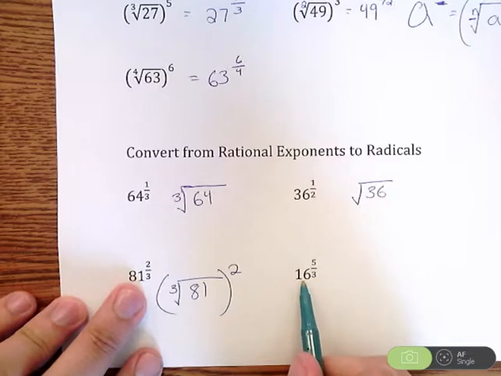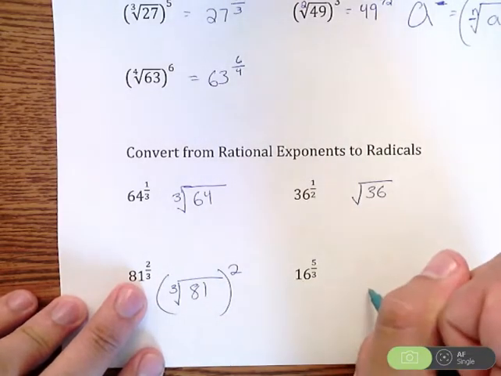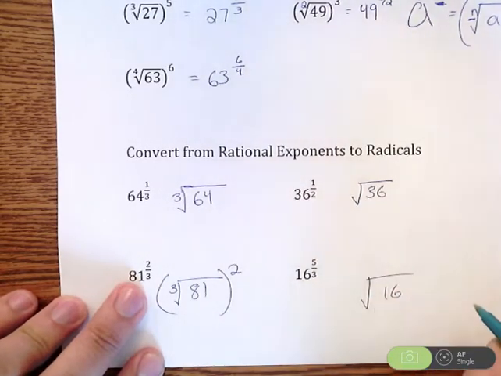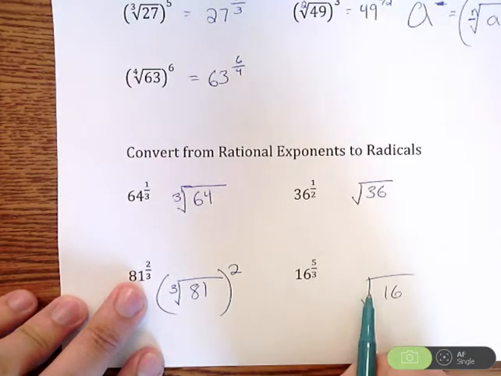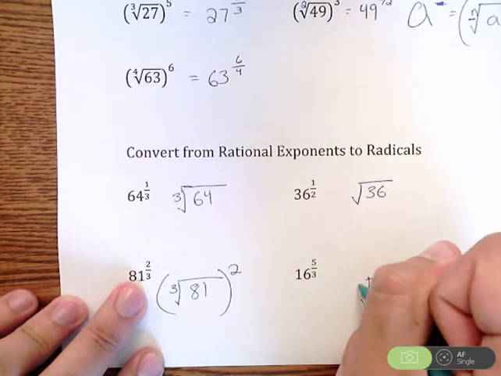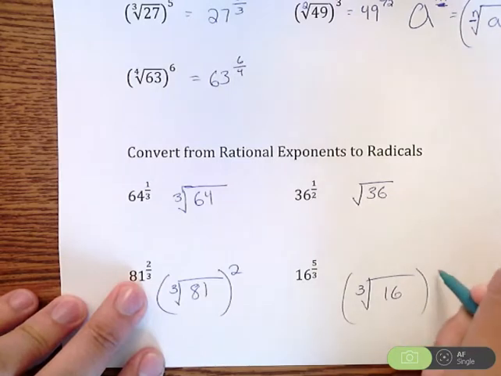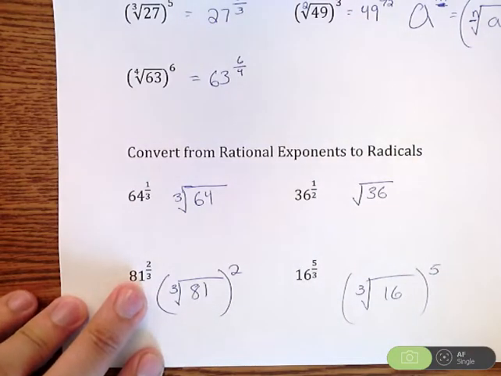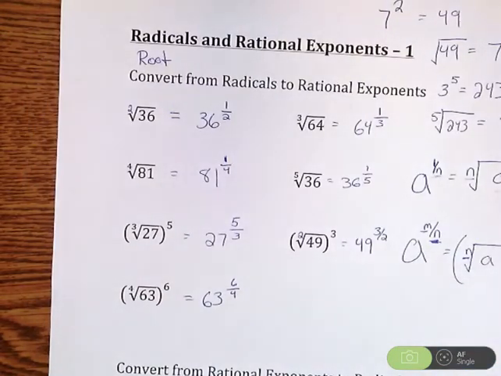And then my last example, we have 16 to the 5/3 power, so inside my root I'm going to have 16. I just have to figure out what root this is, which is 3, and then on the outside I have my 5. And that was radicals and rational exponents 1.